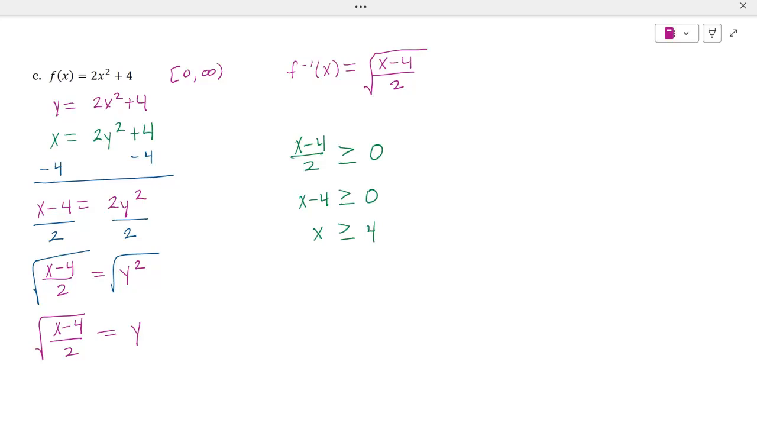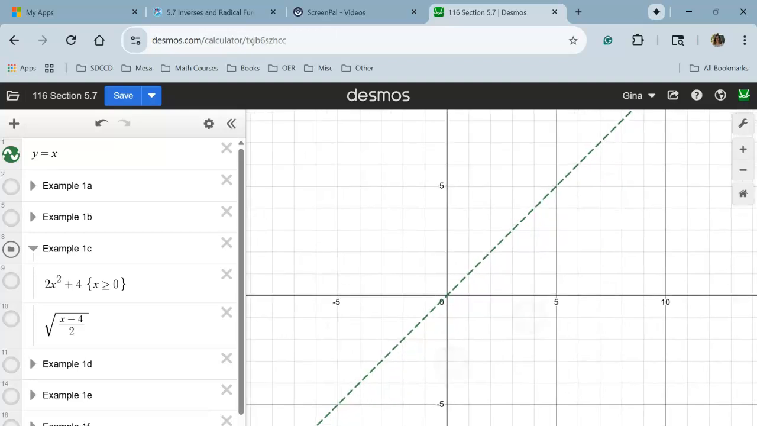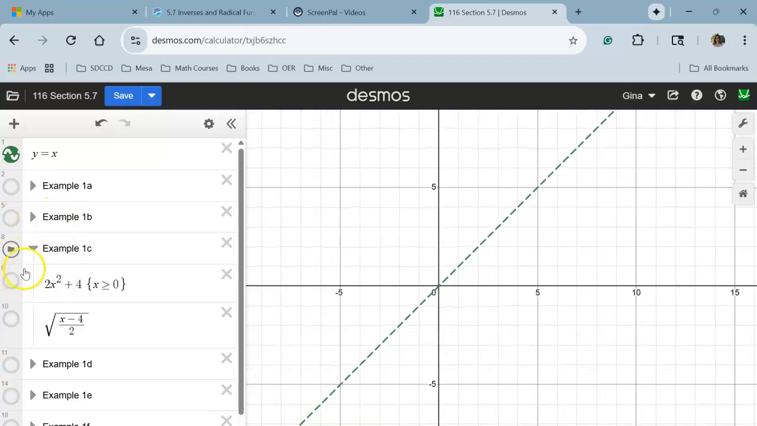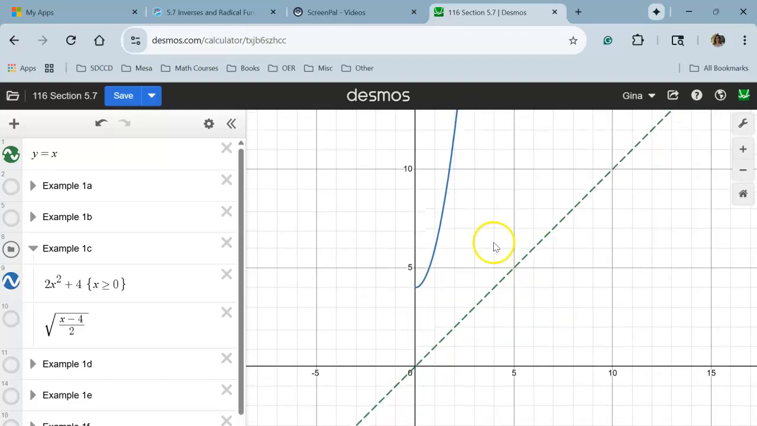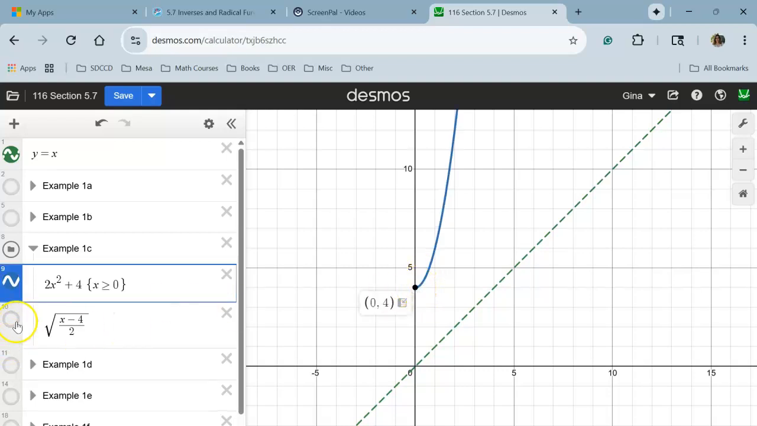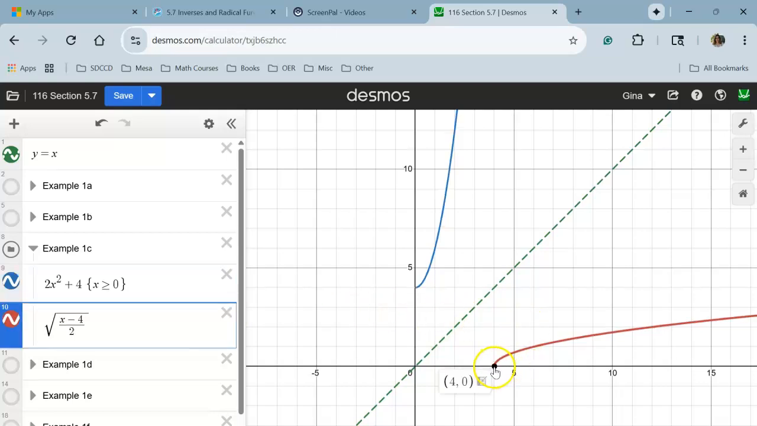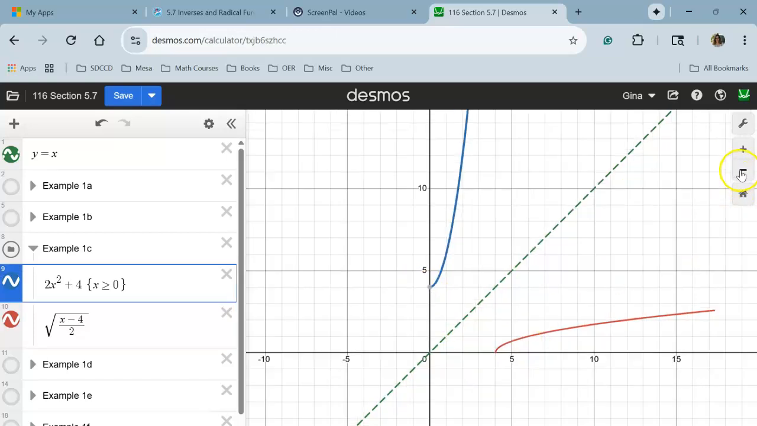Let's go look at the graph in Desmos and see how this works out. So again, our original was 2x squared plus 4, and we restricted the domain to be only greater than 0, so we would have just half of that parabola. And you can see that the y-intercept there is (0, 4). That's matching up with what we saw, what the necessary domain was for restricting our x values to make sure we're not taking the square root of a negative. And you can see here that this domain is going from 4 to infinity. So again, x and y are switched, and the domain and the range are also switched.